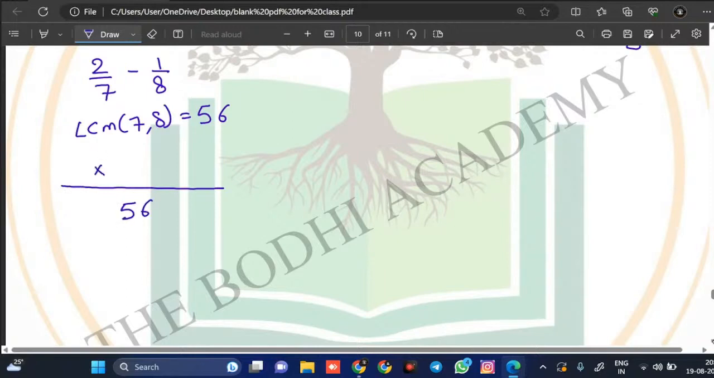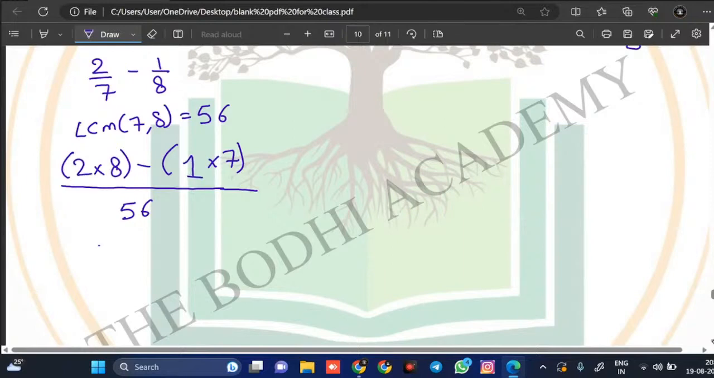Now to make this 7 as 56 you multiply by what? 8. And to make this 8 as 56 you multiply by what? 7. हाँ, इतना पता होना चाहिए भाई, टेबल इतना तो पता होना चाहिए कि 7 को 56 बनाने के लिए 7 को 8 से मल्टीप्लाई करेंगे, 8 को 56 बनाने के लिए हम 8 को 7 से मल्टीप्लाई करेंगे. यहाँ क्या है 2, तो मैं यहाँ पे लिख दूंगा 2. यहाँ क्या है 1, तो मैं यहाँ 1 लिख दूंगा.